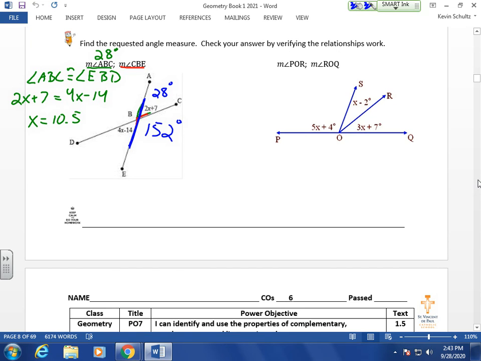We see those relationships. The quicker you are able to identify those, vertical angles, linear pairs, etc., the more efficient and the easier this is going to be.